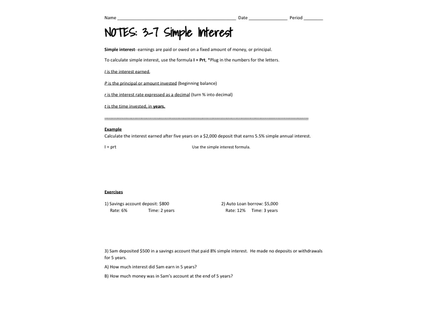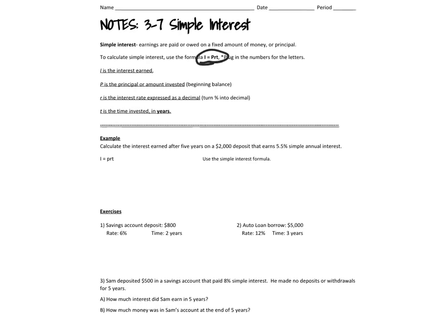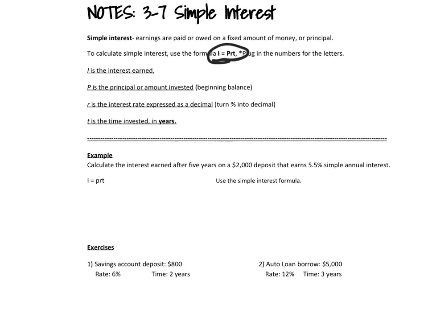Okay, 3-7 simple interest. So to calculate simple interest, you use the formula right here: I equals PRT. So you're going to plug in the different information. I stands for the interest earned, so it's your total interest earned based on your P, which is your principal, and R, the interest rate expressed as a decimal.